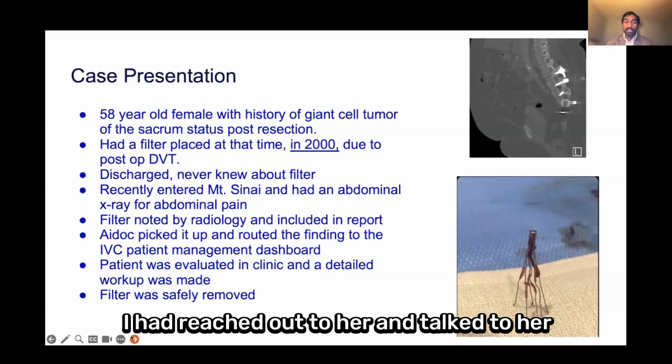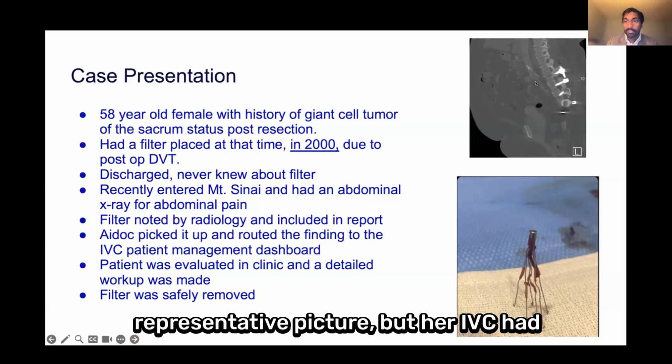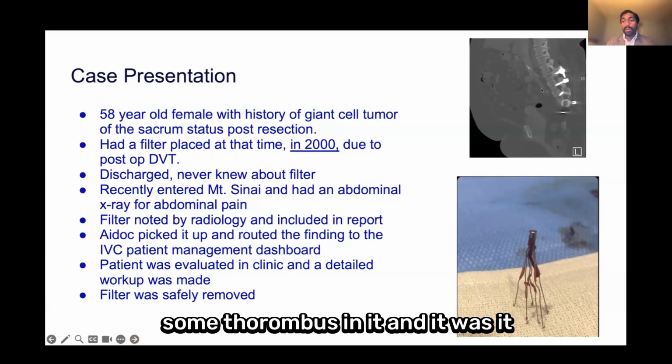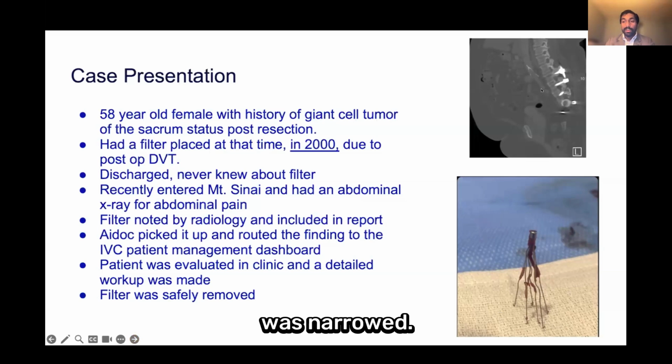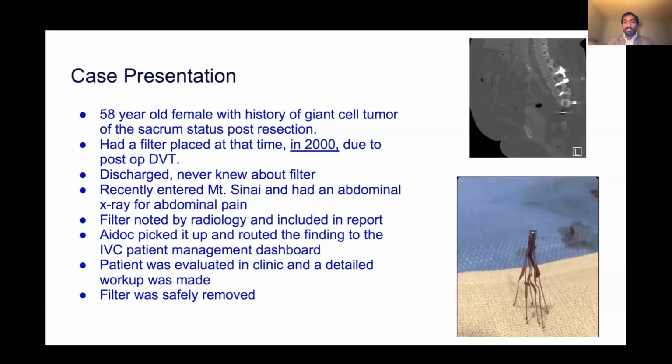I had reached out to her and talked to her about it, brought her into clinic, got a CT, and the CT, it's not the best representative picture, but her IVC had some thrombus in it, and it was narrowed. It didn't look great. There were struts sticking out. She had described some vague abdominal pain. I couldn't necessarily chalk it up to the filter.